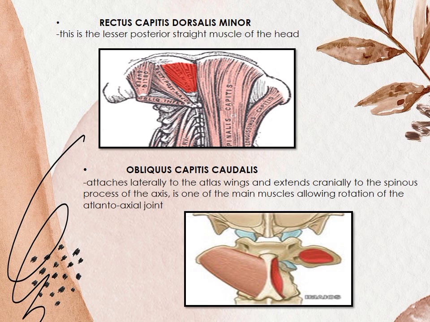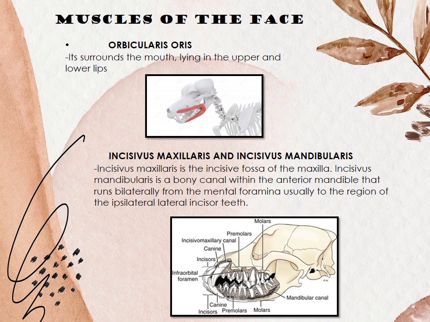Obliquus capitis caudalis. This attaches laterally to the atlas wings and extends cranially to the spinous process of the axis. This is one of the main muscles allowing rotation of the atlantoaxial joint. The next muscles we have are the muscles of the face.